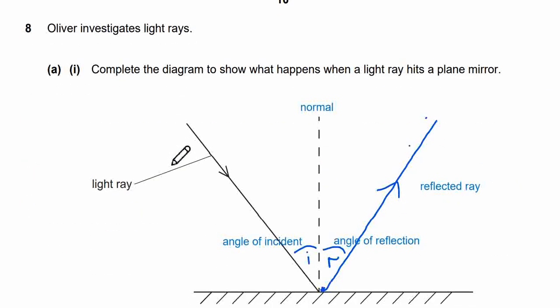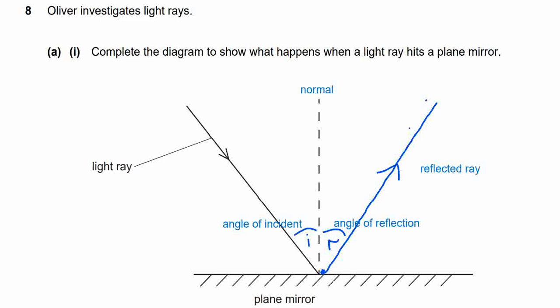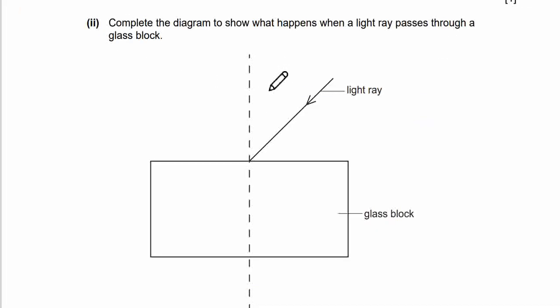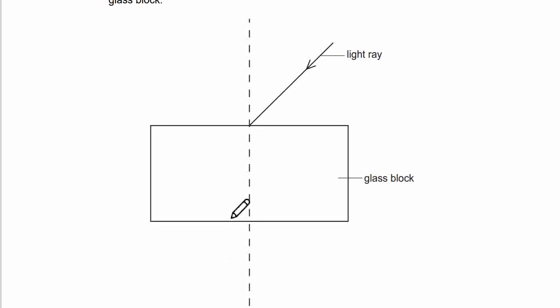Now question 8, just now we have done 8A. Let's move on to question 8B. So this is still 8A part 2. Complete the diagram to show what happens when a light ray passes through a glass block. This glass block is transparent, so it allows light to pass through, but because there's a change of medium from air to glass block, the speed of the light ray will be slowed down, and as a result of that, it will bend towards the normal and will not go straight. And then from the glass block to the air, again the light ray will speed up and it is parallel with this one.